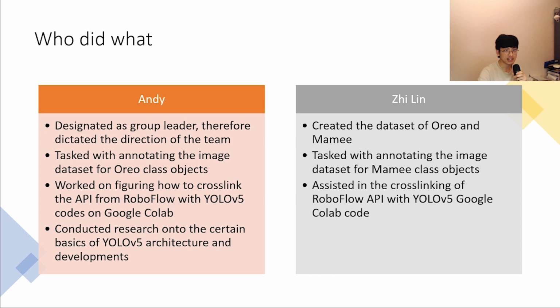And as for Zilin, he created the dataset for Oreo and Mamee as well. He had been tasked with annotating the image dataset for Mamee class objects. And he had been responsible for assisting in cross-linking the Roboflow API with the YOLOv5 Google Colab code.